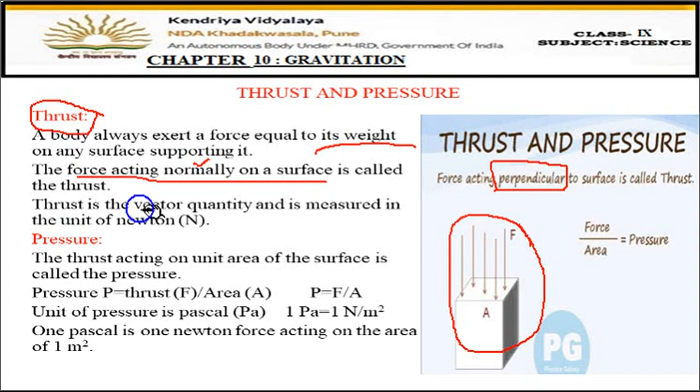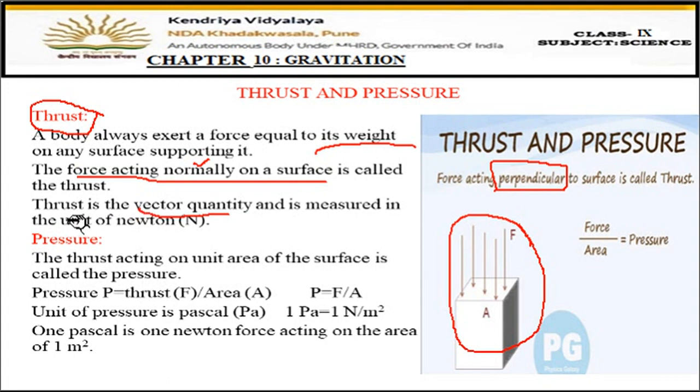Now this thrust is a vector quantity, not a scalar quantity, because it has magnitude as well as direction. It is acting in the downward direction, right? A vector quantity means one which has a magnitude, meaning a value, plus a direction. So thrust has both these things, that is why it is a vector quantity.